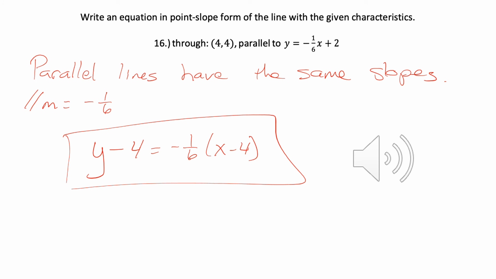If you remember, parallel lines have the same slopes. So our line that's parallel to y equals -1/6x plus 2 through the point 4, 4 is still going to have -1/6 as our slope. Then all we have to do is plug in our x and y values. So we get y minus 4 equals -1/6, open parentheses, x minus 4, close parentheses, is our equation of the line parallel to the given line through the given point.